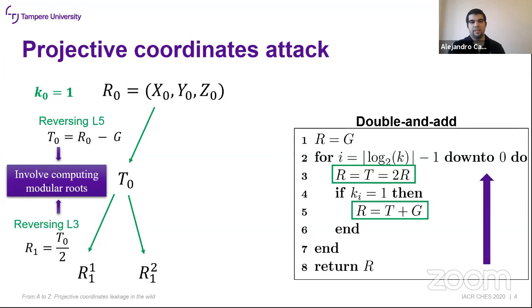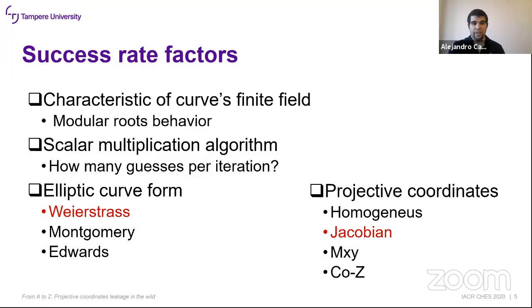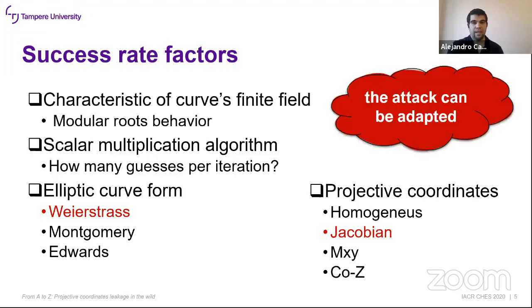Then, if guessing the last processed bit was a 0, in this case you only have to reverse a double operation. So let's assume that in this case there is no solution. So the attacker learned that the last processed bit of the scalar was indeed a 1. Repeating this process for several iterations, it could be possible to recover some bits of the scalar. The success rate of this attack depends on several factors. Here are listed some of them, and inside each category there are many options. Additionally, the attack can be adapted.